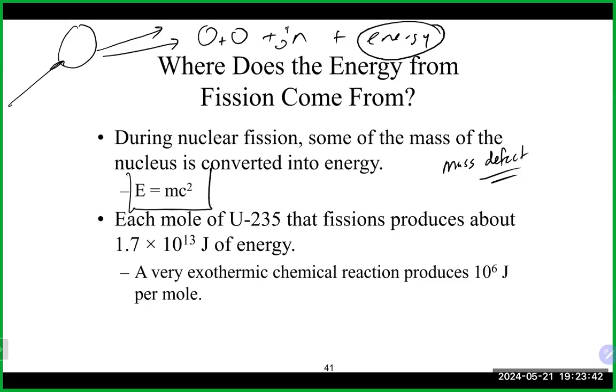You could figure that out by using Einstein's equation, E equals mc squared, where c is the speed of light, and I'm going to roll with 3 times 10 to the 8 meters per second for that number. M in this case would be the mass defect, and that would give you your energy. As we talked about previously, something like uranium-235 that goes through a fission reaction will produce something like 1.7 times 10 to the 13 joules of energy. If you compare that to a really exothermic chemical reaction where we're just breaking bonds and electrons, it produces something like 10 to the 6 joules of energy per mole. So an extreme amount of energy comes off in fission reactions.